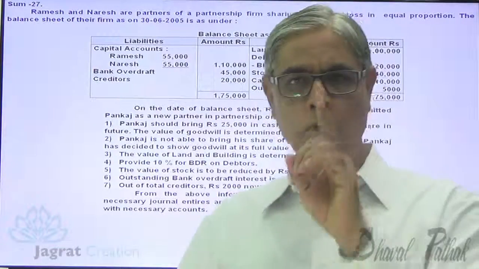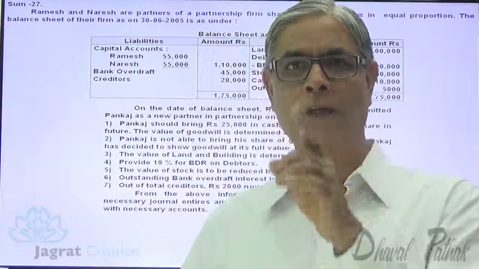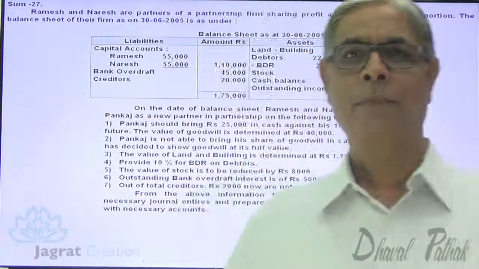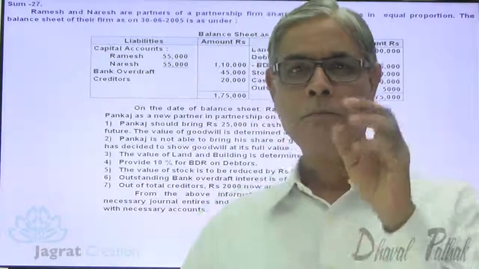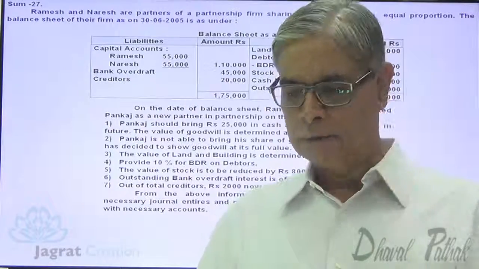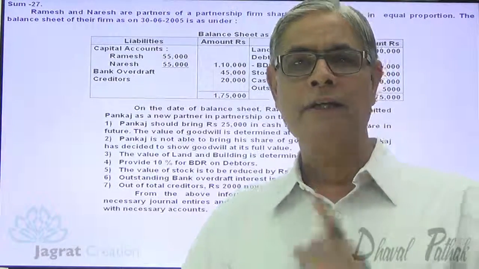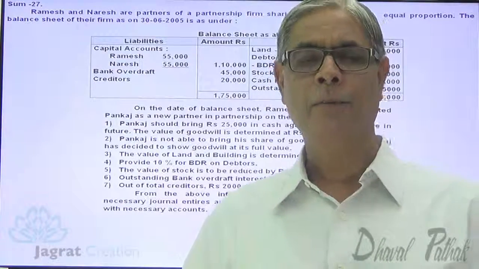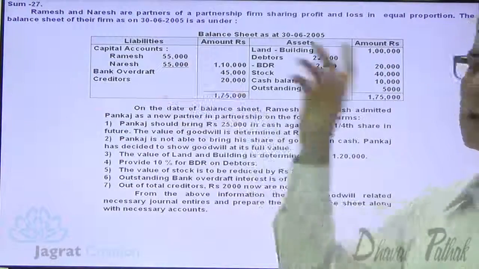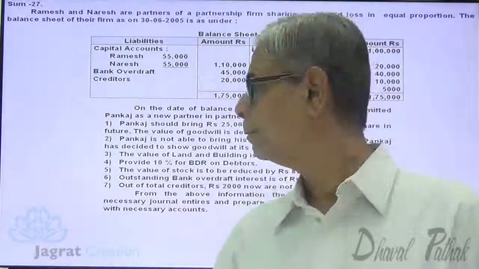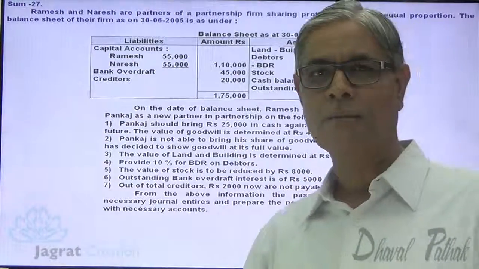Here the goodwill is not disclosed in the balance sheet, meaning the book value of goodwill is 0. And the valuation made is 40,000. So the increase in value of 40,000 will be distributed in equal proportion between Ramesh and Naresh. The value of land and building is determined at 1,20,000.